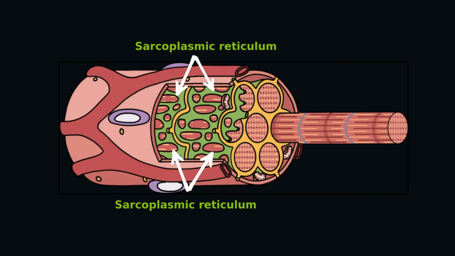sarcoplasmic reticulum. And finally is the sarcoplasmic reticulum, which is shown by this green mesh. This is responsible for controlling the calcium release, and once an action potential reaches from the T-tubules, it releases the calcium, which then causes muscle contraction.